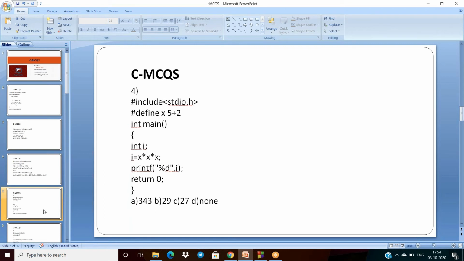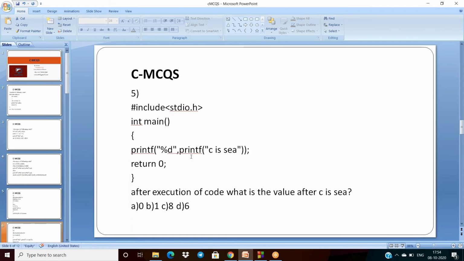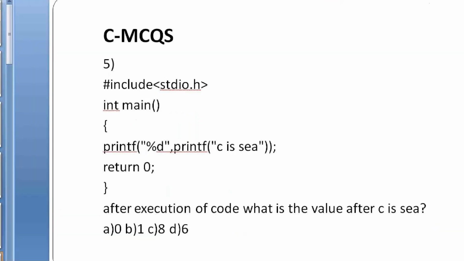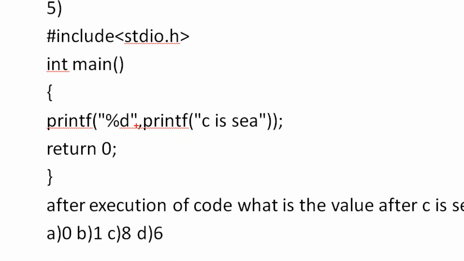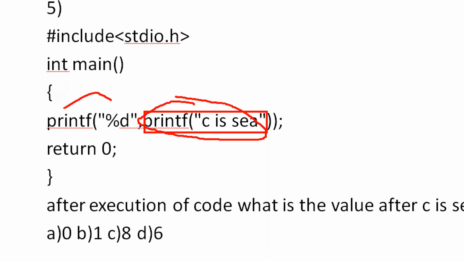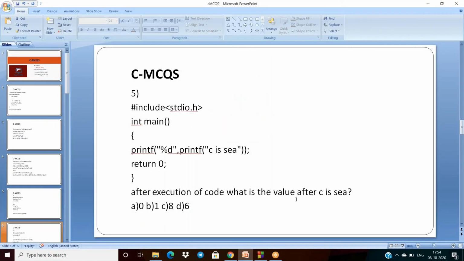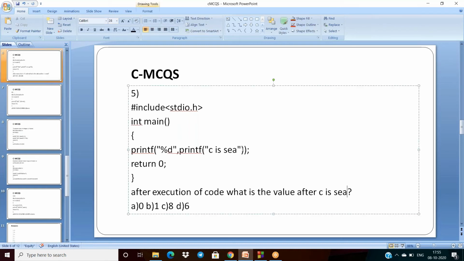And now coming to the next question. So in this question, the printf percentage d printf, "C is a C". So basically how is this executed, or will it give any error? It is executed. In this case, the first printf will execute this statement, that means "C is a C" is printed. Okay. But what is the question here? After execution of the code, what is the value after the "C is a C"? So it is "C is a C" and after this.